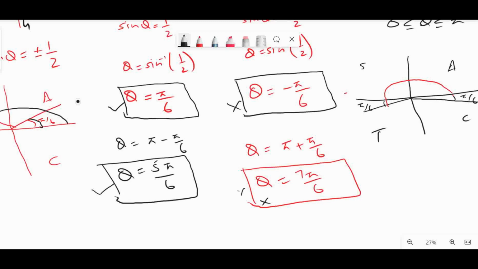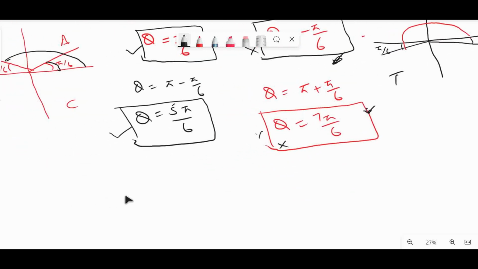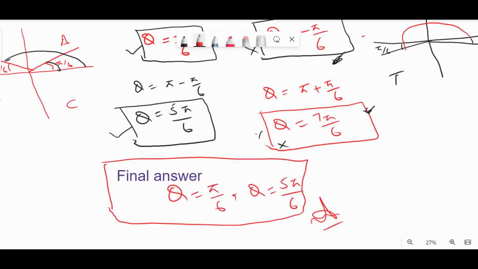Now this is a very important point here. You will lose 1 mark if you do not show your working and do not say that these two are not in the range. So you have to show your working for 7 pi by 6 and also minus pi by 6. But this is not the final answer. Your final answer will be whatever is in the given range. So we will say that theta is equal to pi by 6 and theta is equal to 5 pi by 6. These two will be the final answer. Let's move on to the next question.